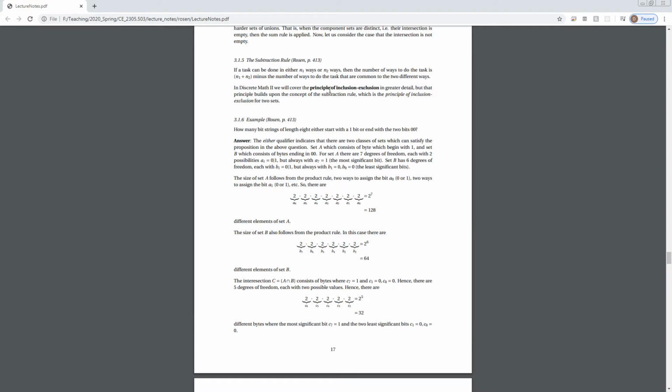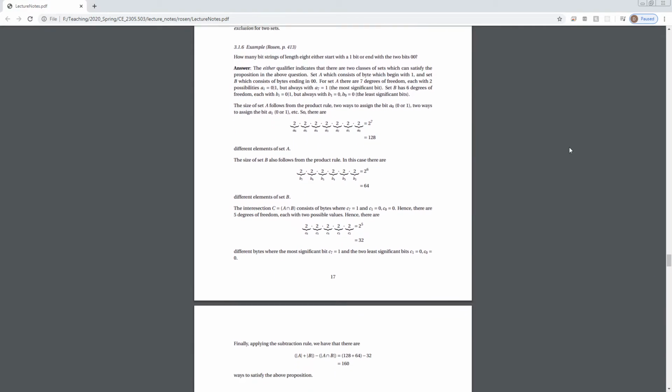And once you start applying it to more than two sets, then you have to start considering the intersections of all combinations of sets. The construction of that is a little bit larger. I have a more complicated example, but I wasn't able to prepare it in time. So we'll look at an example from the book.